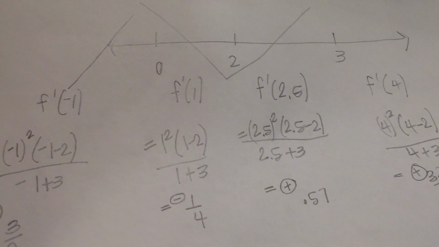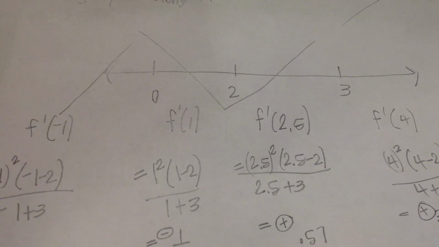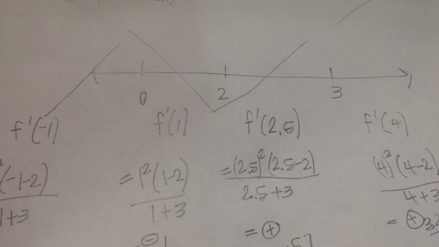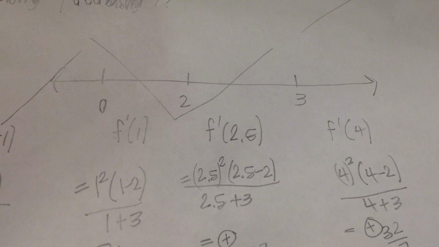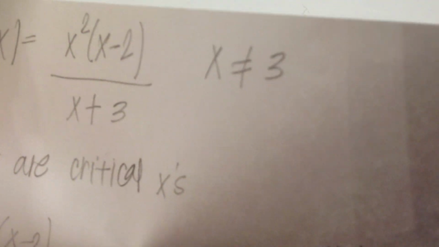And on the number line, let's see if I can kind of put it out there. So 0 and 2 were our critical x's. So you see I put tick marks there, but I also put a tick mark at 3 because in the original problem, x could not equal 3.